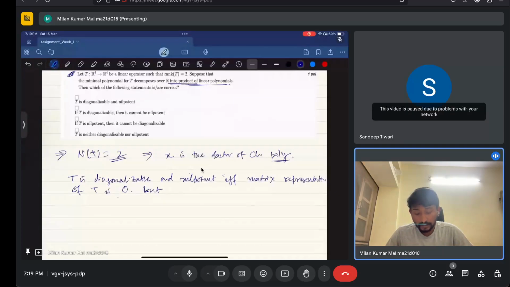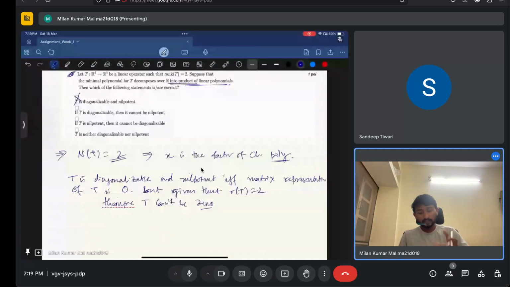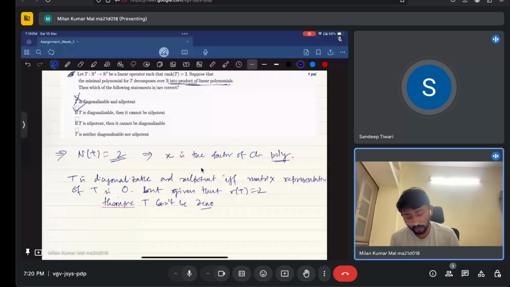So this option is not correct. T is diagonalizable, then it cannot be nilpotent. This is correct, because if T is diagonalizable, the minimal polynomial is x. If it is also nilpotent, then in the same way it is 0, but it is not 0. That will come from this argument. So if T is diagonalizable, nilpotent can't hold. Option C is correct.